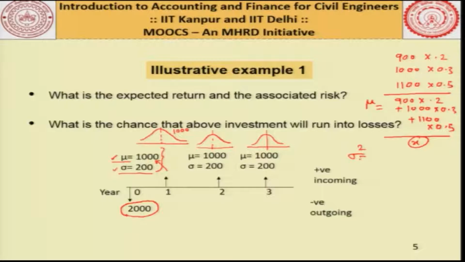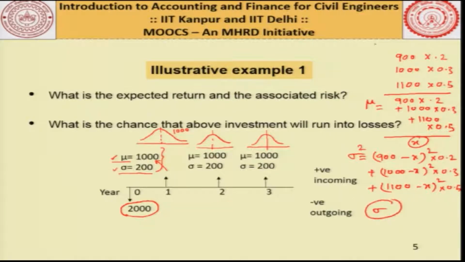So, how do we calculate sigma square for this? It would be (900 minus x) square multiplied by 0.2, plus (1000 minus x) square multiplied by 0.3, plus (1100 minus x) square multiplied by 0.5. Now, you take the square root of this and you get sigma. So, to avoid all these calculations in the problem, I have directly given you these two values.